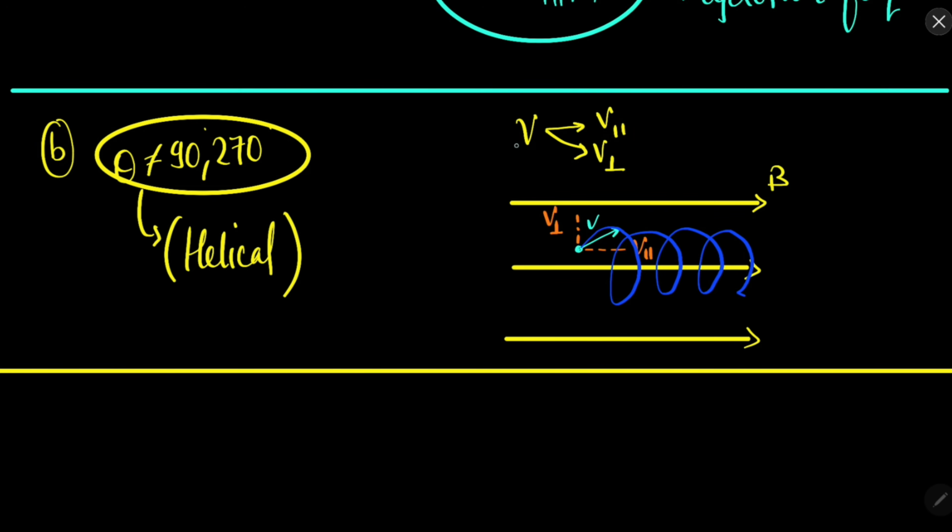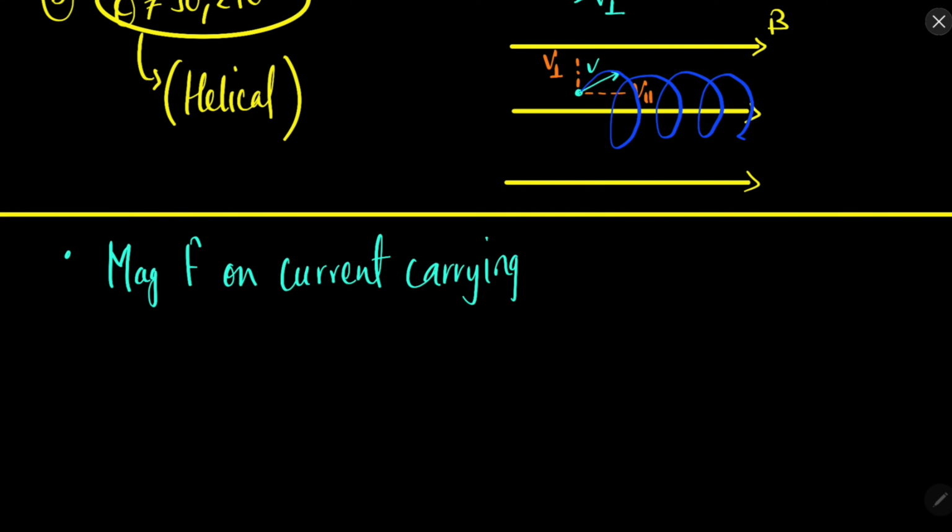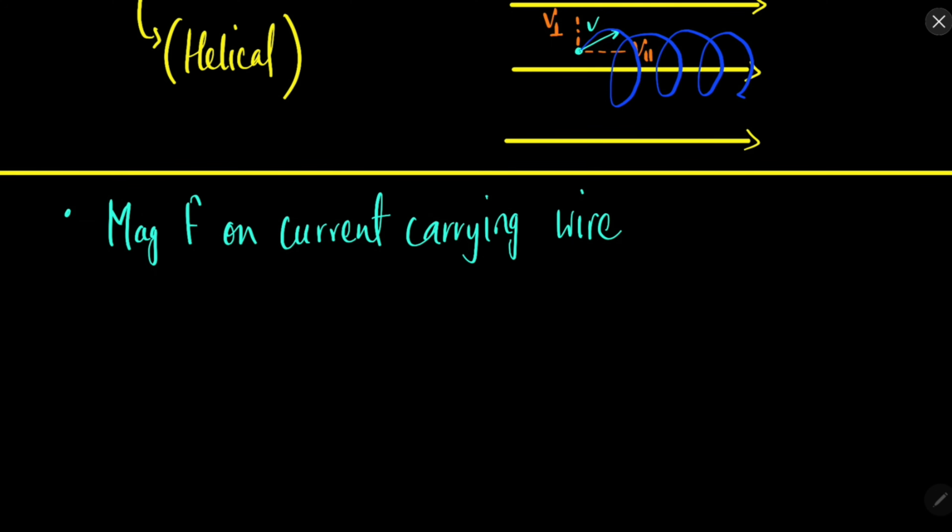Now after this we can move on to the other topics. The next topic is the magnetic force on a current carrying wire. So if we have a current carrying wire and there is an external magnetic field present near it, then they will apply force on each other. So the concept is quite simple.